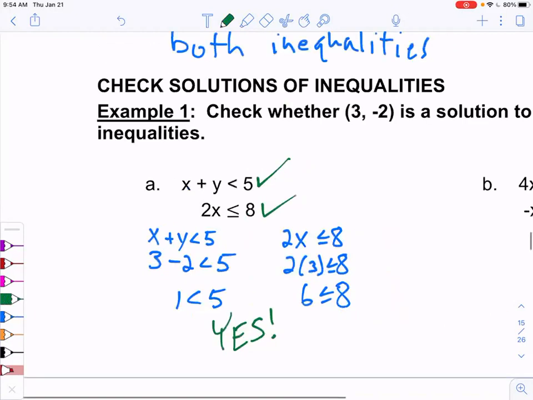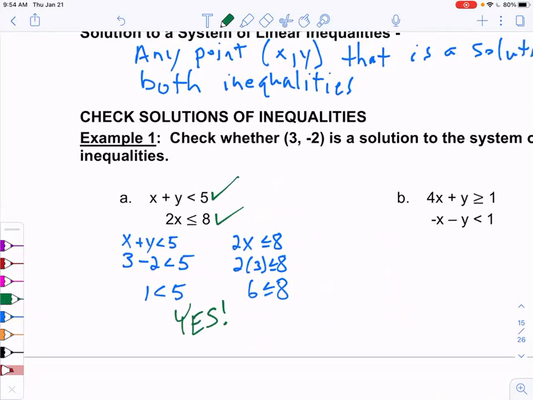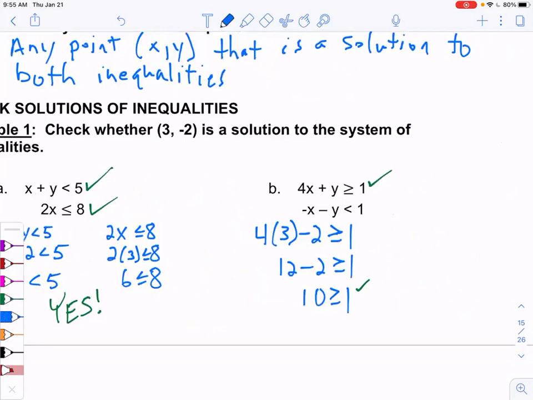Same thing over here. Haley, what do I plug in for the top one? Good. All right, let's do some quick math. What's 4 times 3? Good. What's 12 minus 2? Is 10 greater than 1? Yeah. So that top one checks off. So now we've got to do the bottom one.